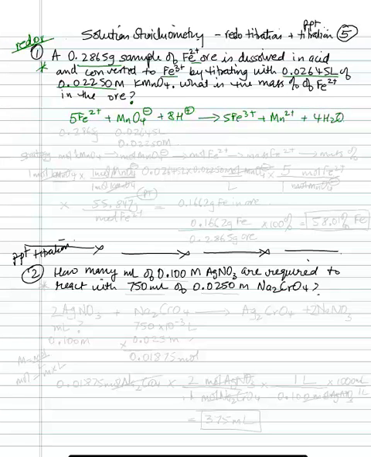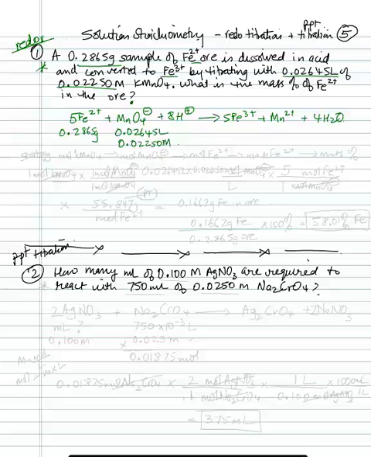Okay, so what is given to us is the mass of the ore, which is 0.2865 grams, and then we are given the molarity not of manganate ion but actually potassium permanganate. That is something to keep in mind. So 0.02645 liters and the molarity is 0.02250 molarity.